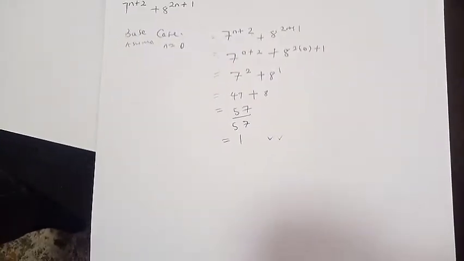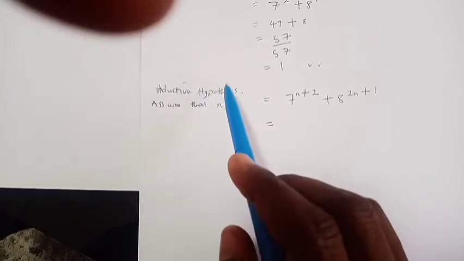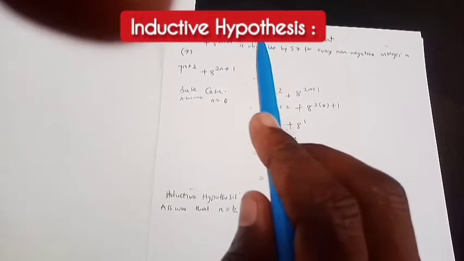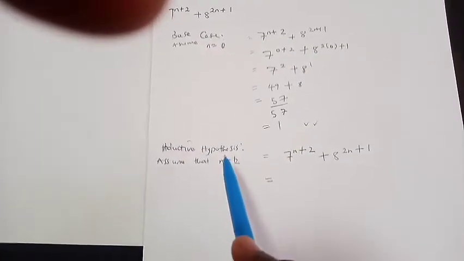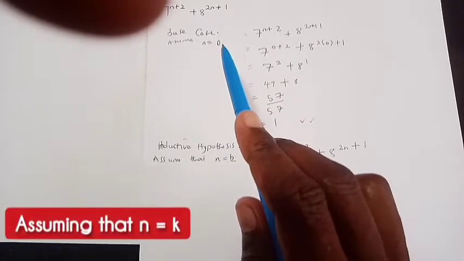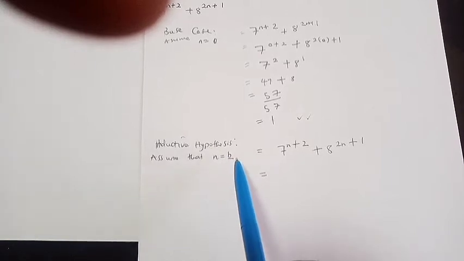So now we're moving to the next step, called the inductive hypothesis. Since we are proving this using mathematical induction, our next step from the base case is going to be the inductive hypothesis. At this stage, we're going to assume that this n, the same one that we assumed was 0, is now equal to a number k.